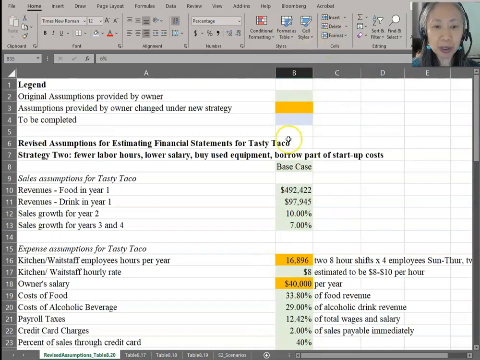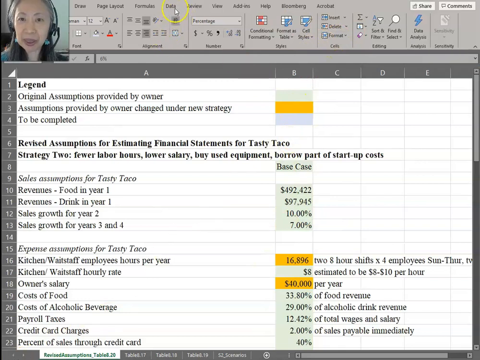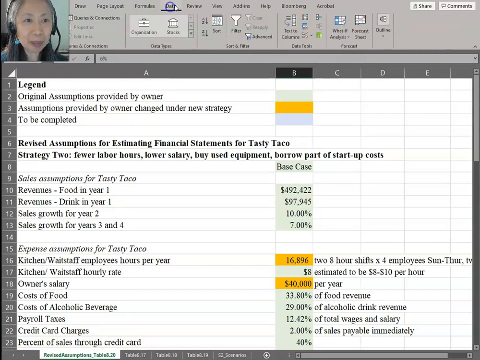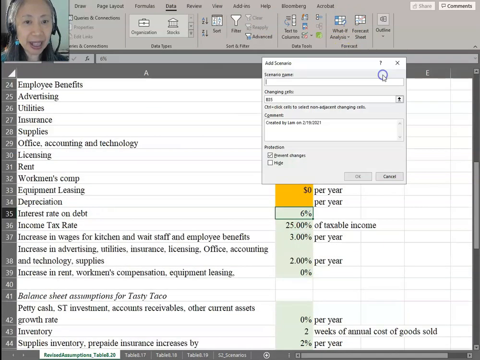Again, we're going to start with the base case. By now, all of you should be used to using the Data option, then What-If Analysis and Scenario Manager. We're going to add a case. We're going to call this the base case.